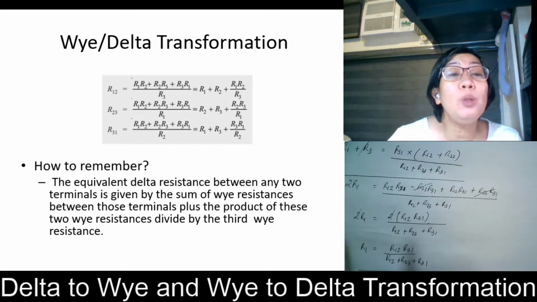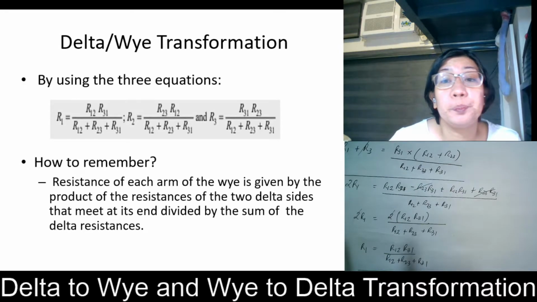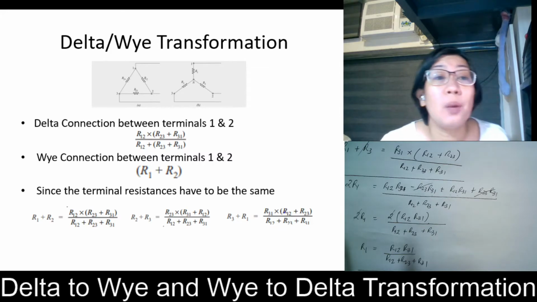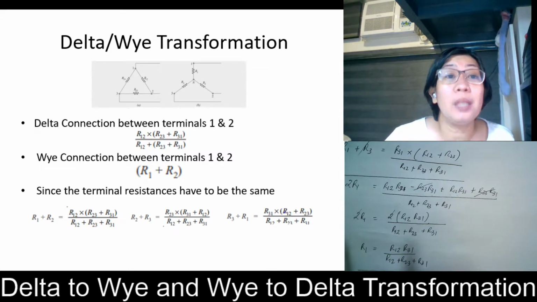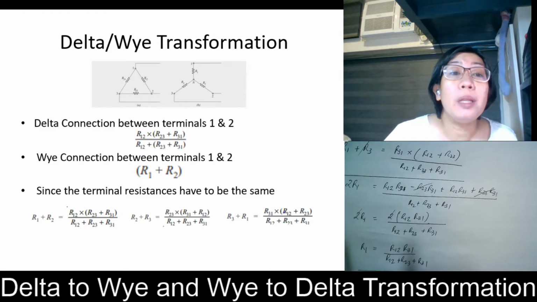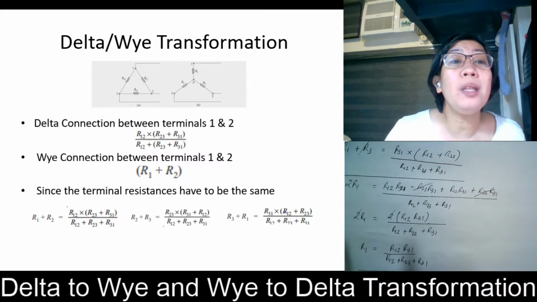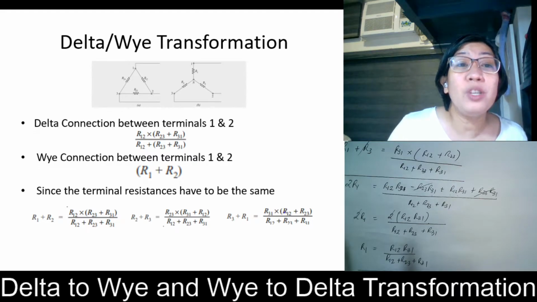Let's go back to the figure. For example, we wanted to solve for R12. The numerator is R1 times R2, R1 times R3, and R3 times R2, divided by the denominator. For R12, this is R1 and this is R2, so what is in the denominator is the opposite terminal, which is not connected to either R1 and R2, and that is your R3 here.